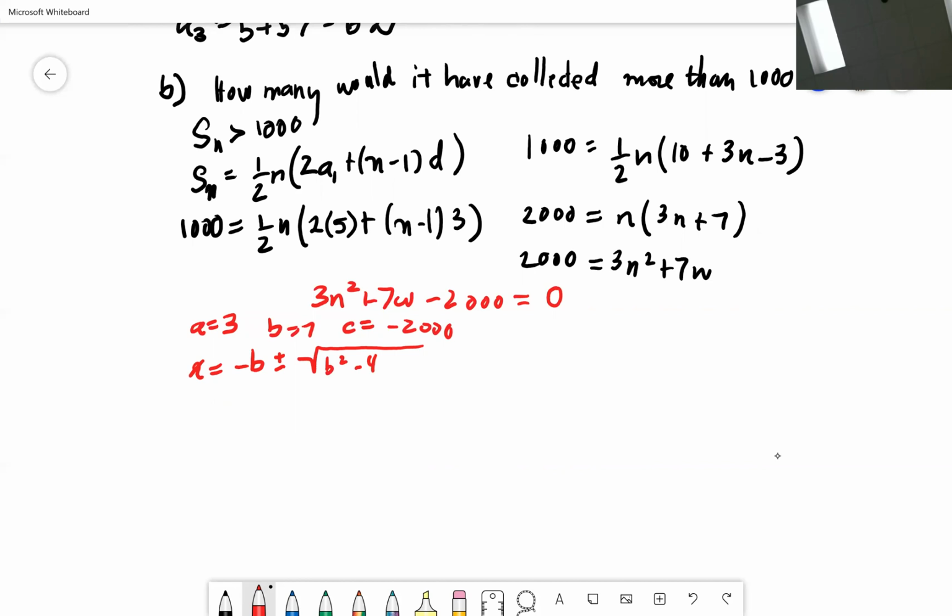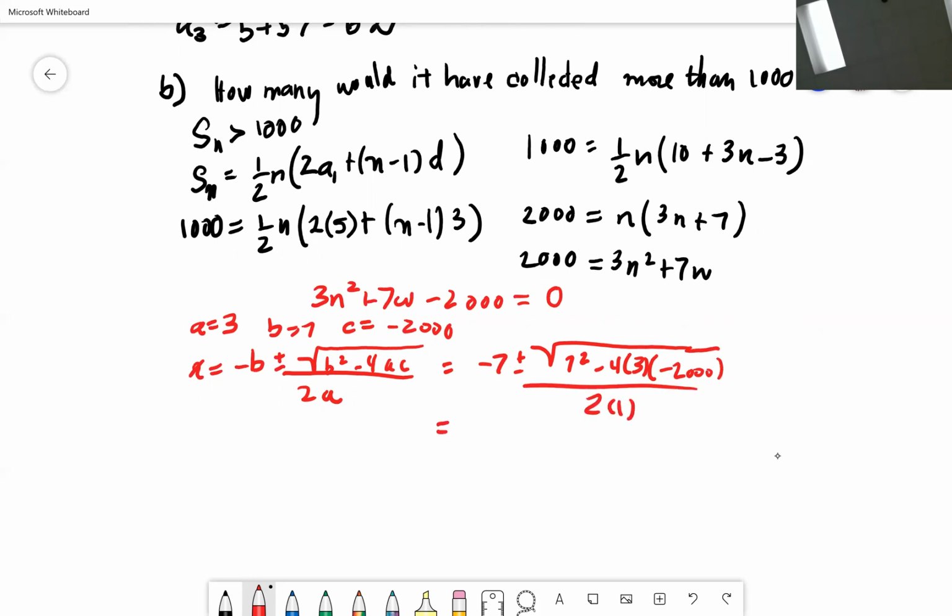So we have negative b plus or minus the square root of b squared minus 4ac all over 2a. And I'm just going to go ahead and substitute this. Negative 7 plus or minus the square root of 7 squared minus 4 times 3 times negative 2,000, like this, all divided by 2 times 1.